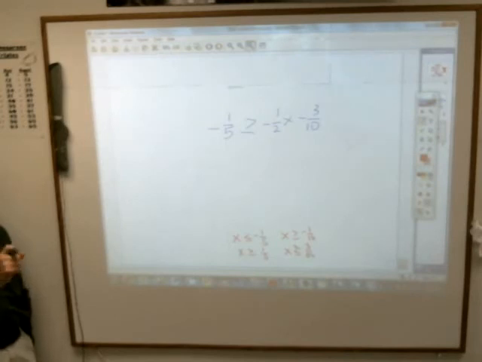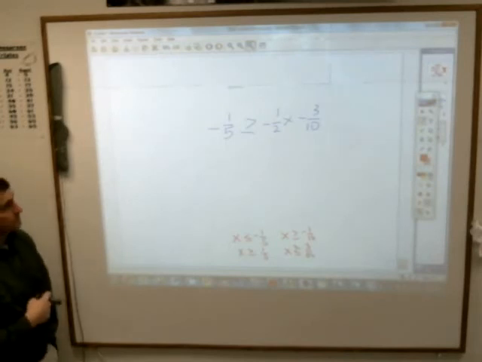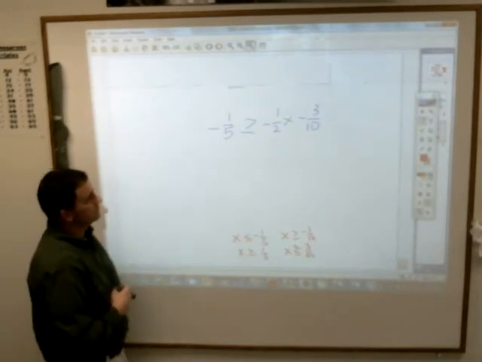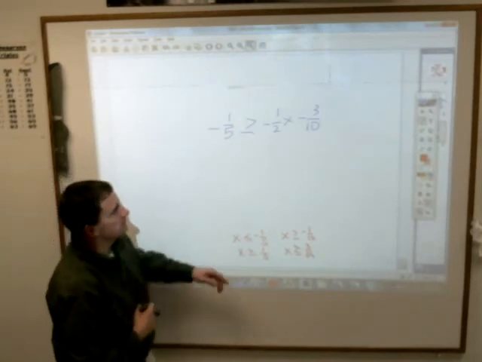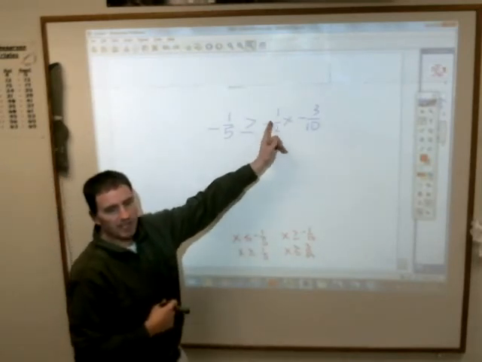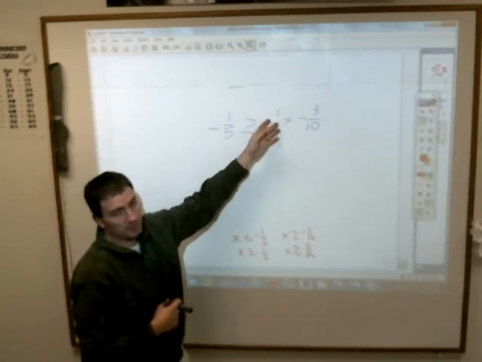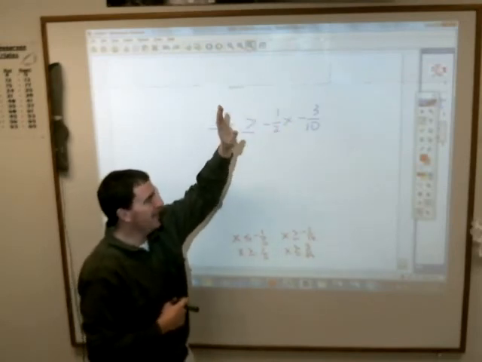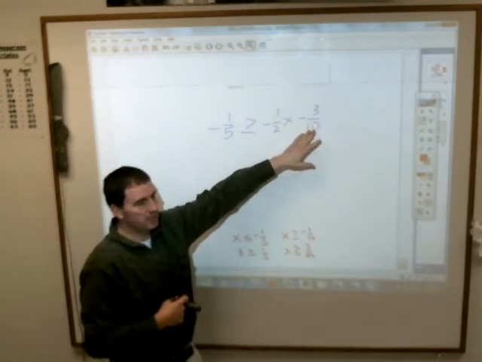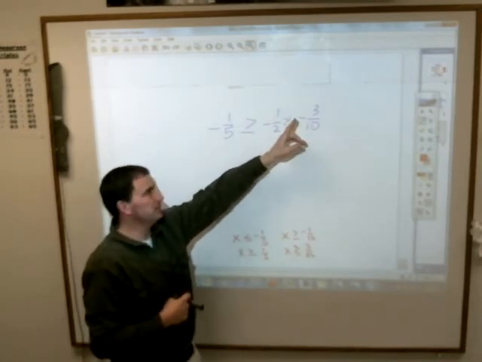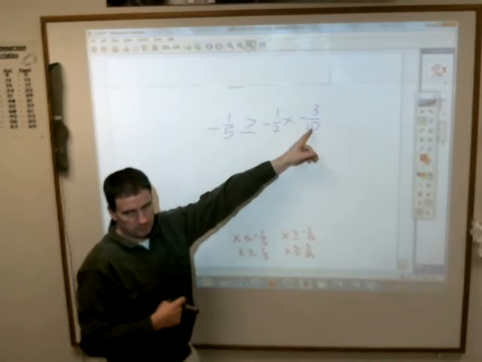Alex, what's the first thing you did? I added. Can't do that here. Again, people, the number that's in front of the x is the last thing you deal with. The last thing I'm going to do here is multiply it. You have to get rid of this addition, subtraction stuff first. So how many people added 3/10 first?